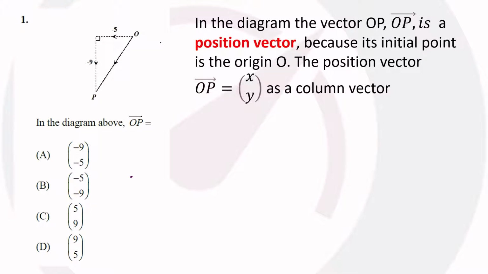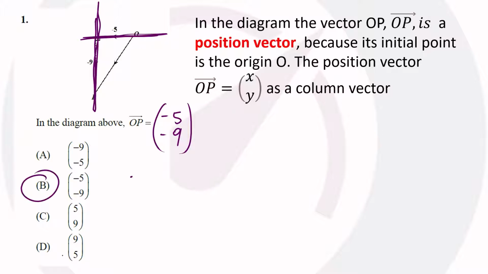Now the x tells our horizontal movement. So if we go to the left, it's negative, and if we go to the right, it's positive. Our y tells us our vertical movement. So if we're moving up, it's positive, and if we're moving down, it's negative. Now in the diagram above, OP is 5 places to the left, so that's -5, and 9 places down means -9. So our answer is B.